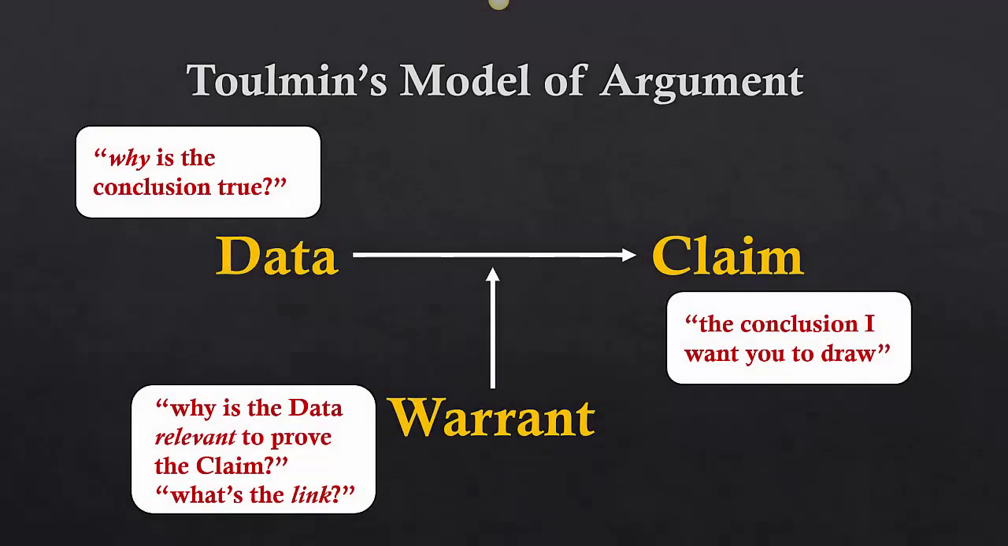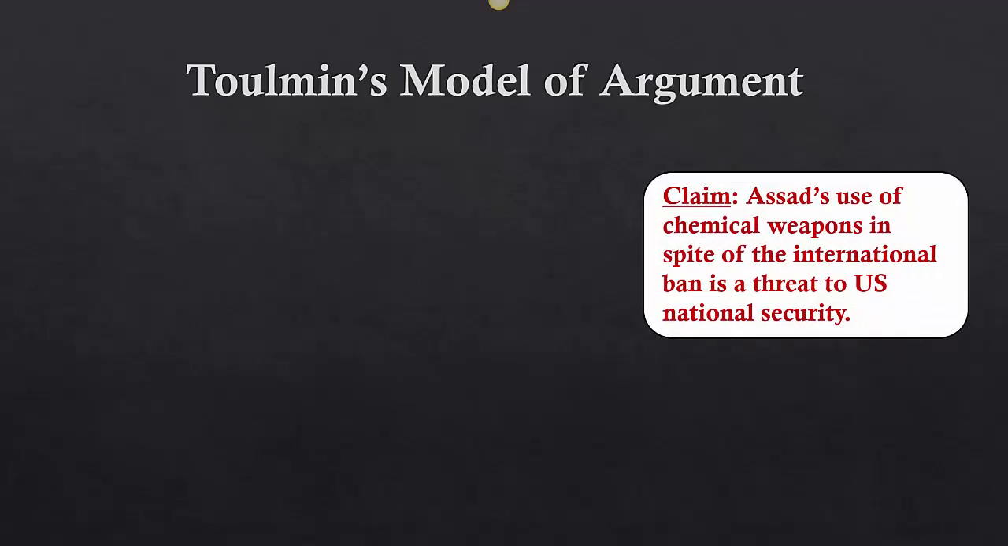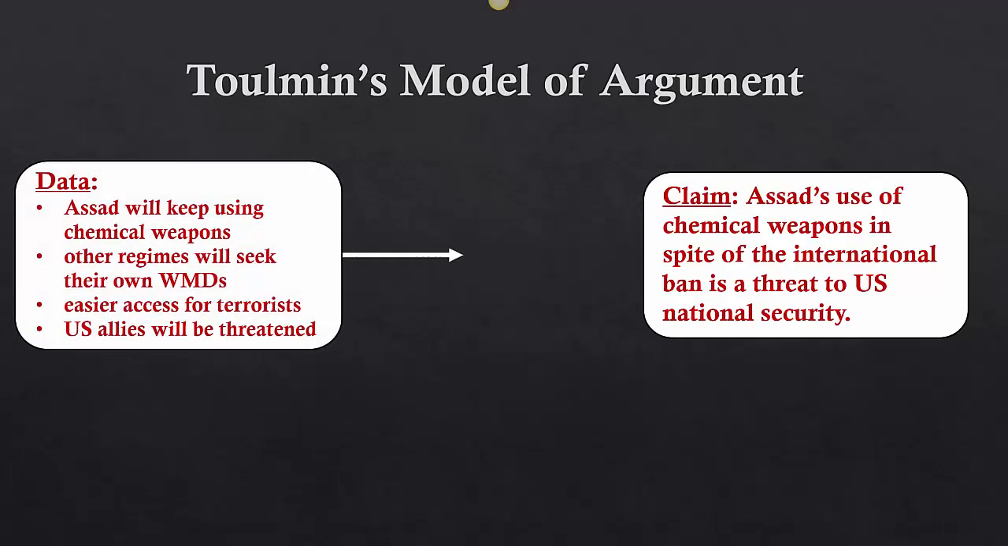we use force. Okay, so let's see what kind of sense we can make of this clip from the speech. President Obama provides at one point earlier on in the clip this claim: Assad's use of chemical weapons in spite of the international ban on their use is a threat to U.S. national security. He backs up that claim with the following data.